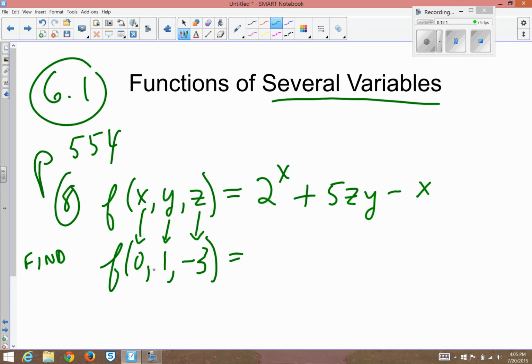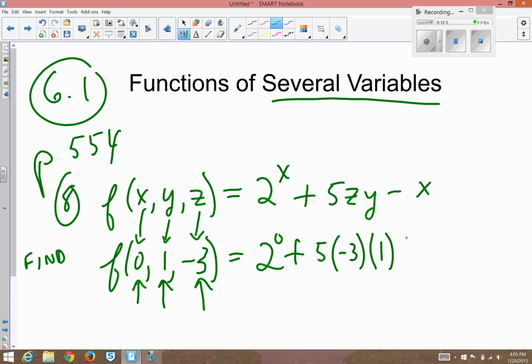So f of 0, 1, negative 3 is 2 raised to the 0, that's going in place of x, plus 5 times negative 3, because we're using this number in place of z, times 1, because we're using 1 in place of y, minus 0. x is the first number here. 2 to the 0 is 1. Anything raised to the 0 is 1. This middle term is negative 15. And 1 minus 15 minus 0 is negative 14.